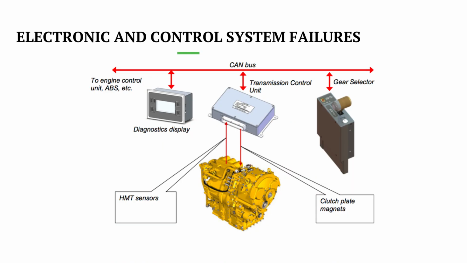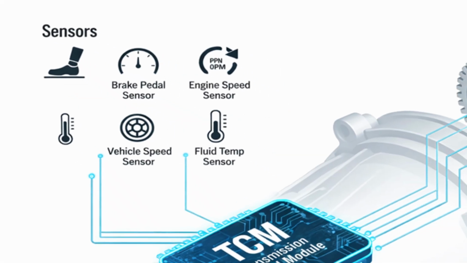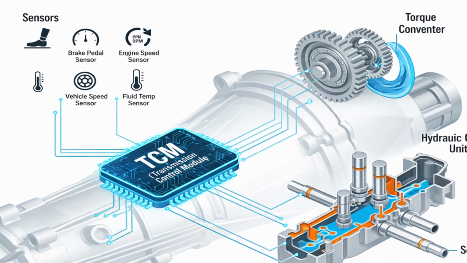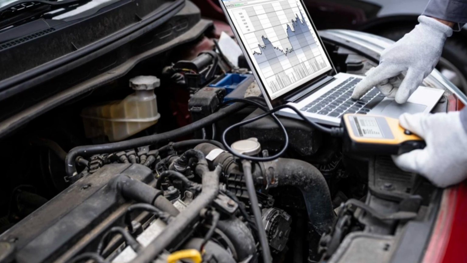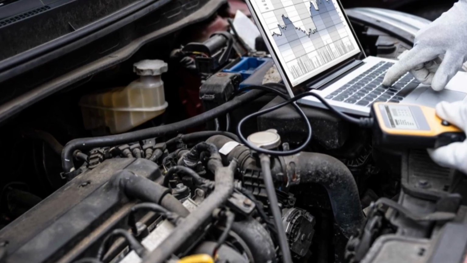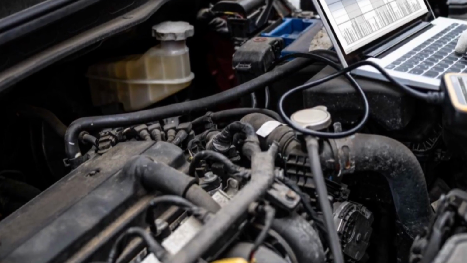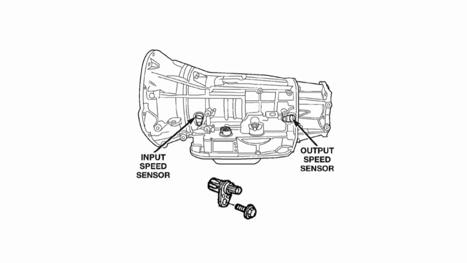Electronic and control system failures. Modern automatic transmissions rely heavily on electronic control systems. Faulty sensors, wiring issues, or TCM malfunctions can disrupt shift logic, causing harsh shifts, gear hunting, or complete failure to engage. Advanced diagnostic scan tools allow technicians to read fault codes, monitor live data, and recalibrate control modules. Repairs may involve sensor replacement, wiring repair, or software updates.